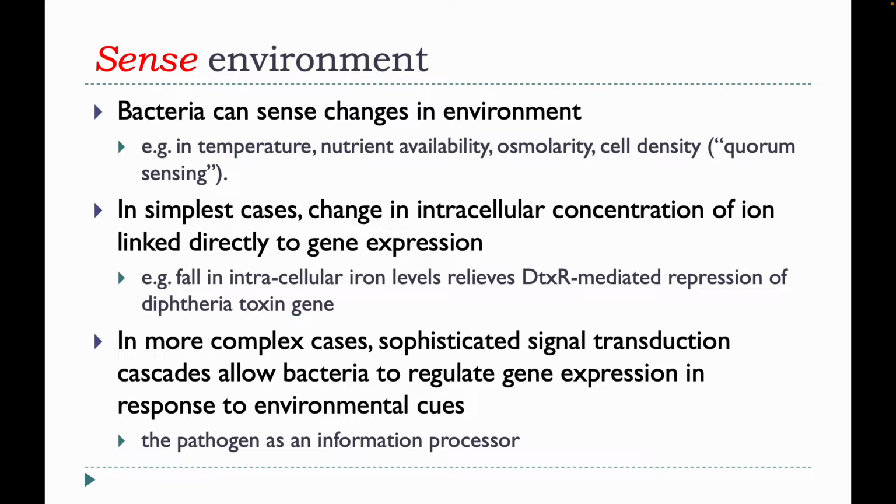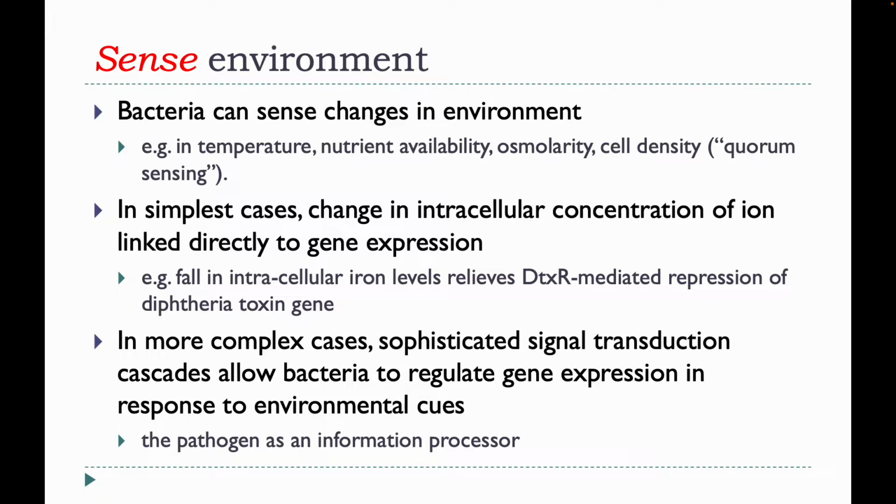Okay, so that's enough about sex and pathogens in the islands. Bacteria need to sense the environment, so they sense all sorts of things going on: nutrient availability, temperature, osmolarity, cell density. And in simple cases, there may be just a very simple thing that they're detecting. So what we know is that the diphtheria toxin gene is regulated by sensors that sense a fall in intracellular iron levels, and this actually relieves repression of the toxin gene so that the toxin gene becomes activated.